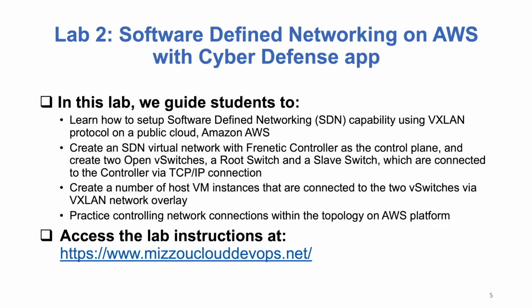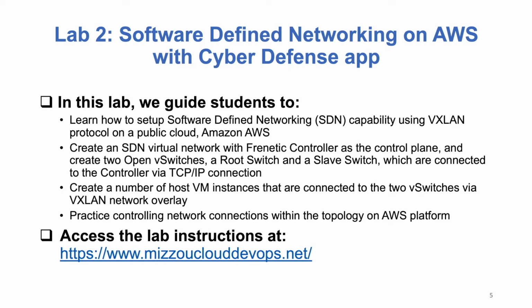In this lab, we'll guide the students to learn how to set up the software-defined networking capability using Virtual Extensible LAN on AWS. We'll create an SDN virtual network with a Frenetic controller as the control plane, and then we'll create two Open vSwitches, including a root switch and a slave switch. Each of these switches is connected to the controller via a TCP/IP connection and has a host in the network attached.